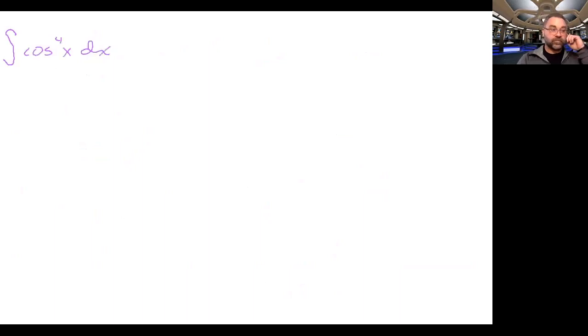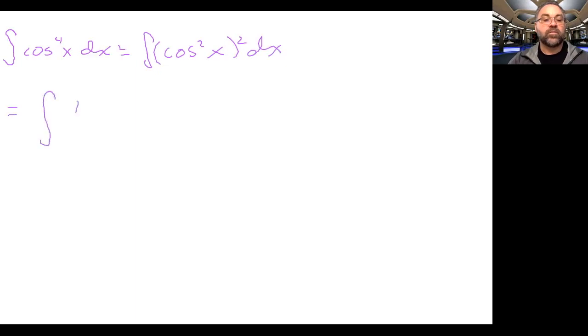And that's all we have. How are we gonna proceed with that, right? Well, probably what we will do is use our power reducing formula. That's cosine squared of x, squared, dx. And now I can invoke my power reducing formula. And the cosine squared is 1 plus cosine 2x over 2, quantity squared.